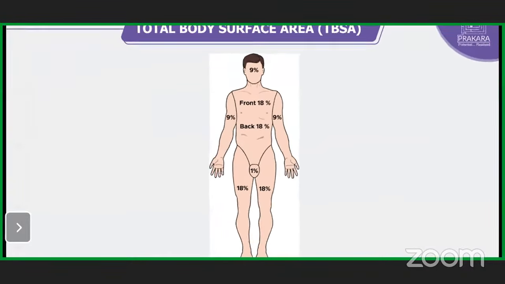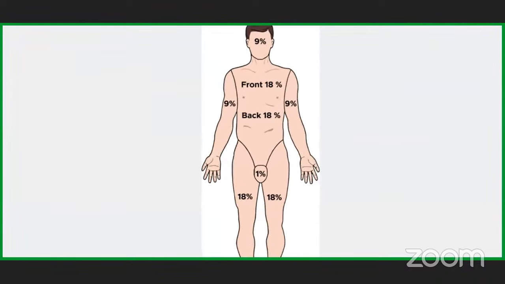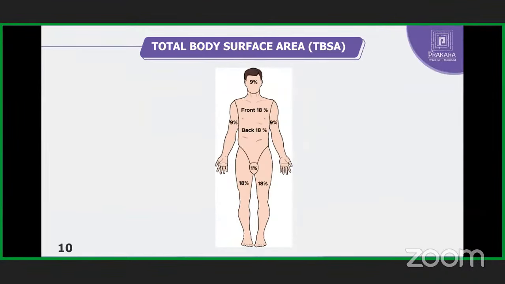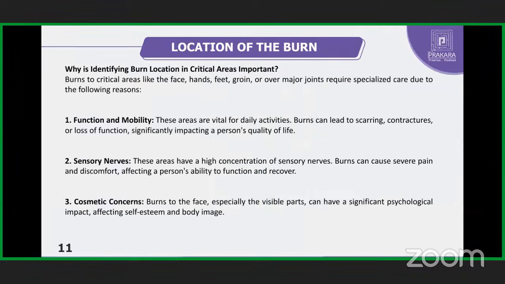Yes, so total body surface area burnt, TBSA. How do you calculate it? Rule of 9. This is how you calculate it. Okay, location of the burn. Why is identifying the location of the burn critical in burns? Because there are a few very important parts in our body like face, hands, feet, groin, and joints. These are the places where you need special care. Why? Because of function and mobility. These areas are vital for daily activities. Burns can lead to scarring, contracture, loss of function, significantly impacting a person's quality of life.